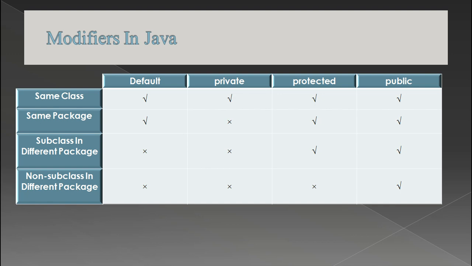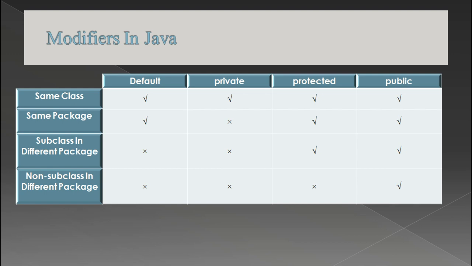But the public modifier, the public method, public class, or public variable, means it is accessible everywhere. It can be accessed within the same class, within the same package, within a different package, whether it is a subclass or not. Everywhere it can be accessed: the public method, public variable, or public class. So we don't need to bother about public.